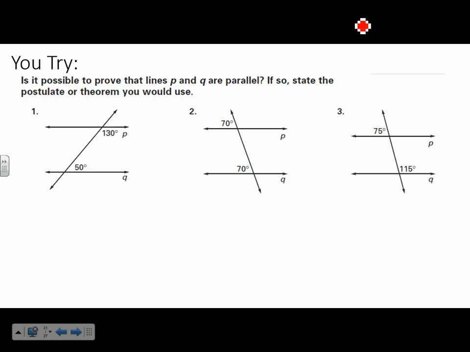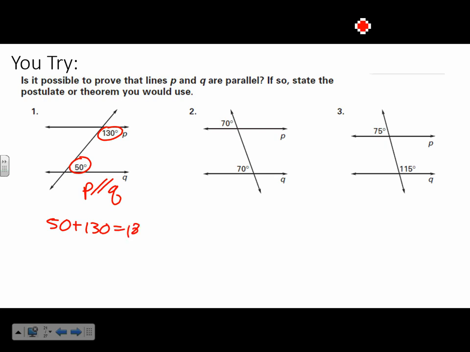So is it possible to prove the lines P and Q are parallel? If so, state the postulate or the theorem. So yes, it is possible. P is parallel to Q. And I know that because these are same side interior angles, but not only are they same side interior, they have to add up to be 180.